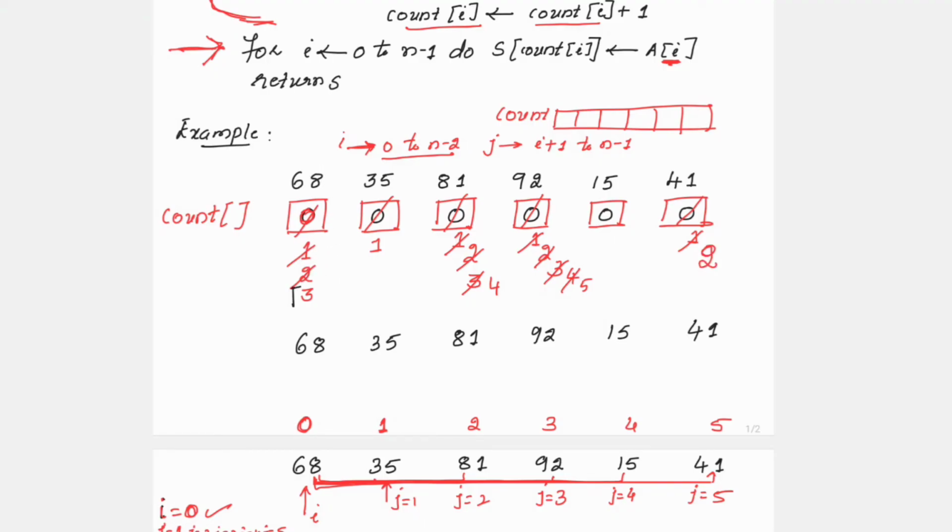For 68 it is 3. Initially it was 2. For 35 the count is 1. For 81 it is 4. For 92 it is 5. For 15 it is 0. For 41 it is 2. Now you got the index values updated to these.